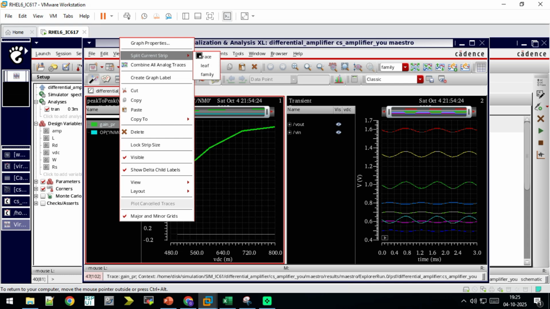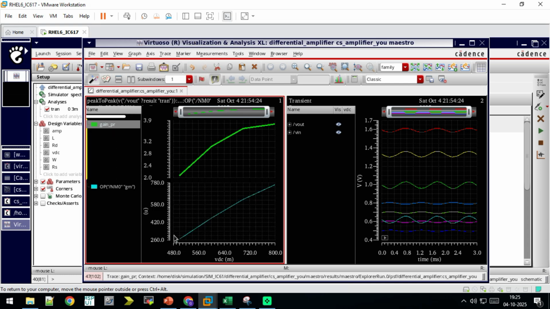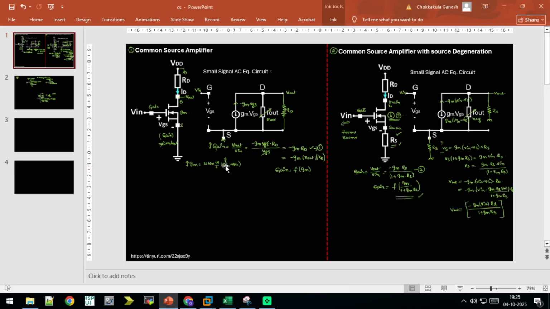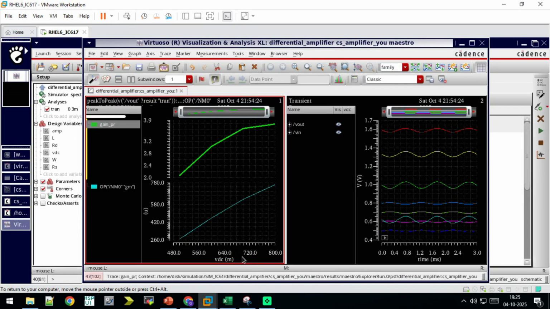So here the problem is, as the input VGS changes, GM will be changed. So when GM is changed, the gain is changed. The same thing we can see over here in the simulation. As the V input changes, GM is also changed, so that practically the gain is also changed.